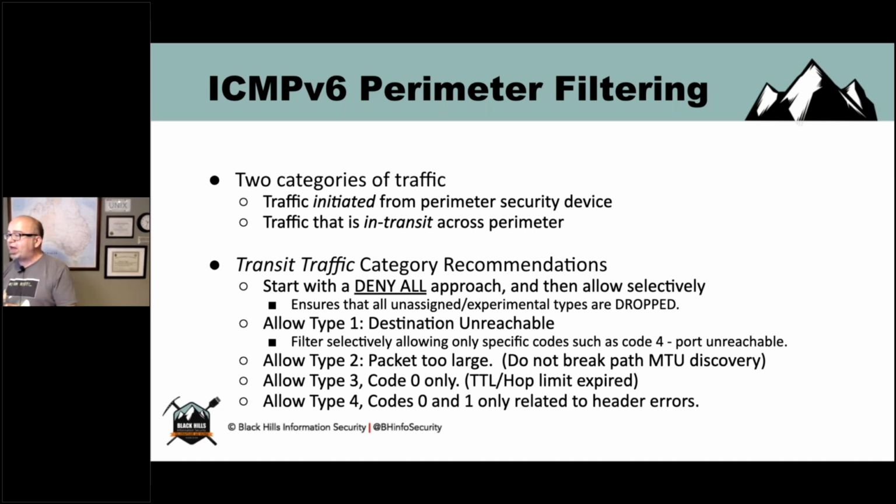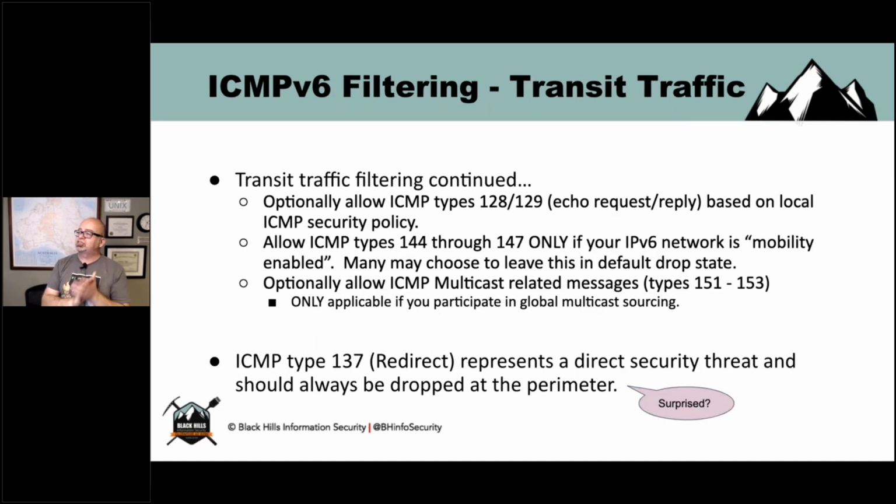Allow type 2 packet too large. You want to do this because MTU discovery is part of the v6 protocol, and you will break some v6 communication if you do not allow path MTU discovery. Allow type 3 code 0 only, which is TTL hop expired, so that traceroute works more or less, okay? Allow type 4 code 0 and 1 only related to the header errors. So be very specific with your filtering across the perimeter with IPv6, ICMPv6, sorry.